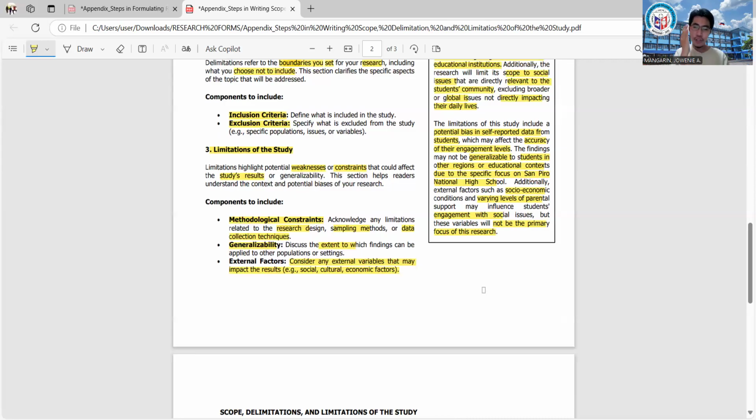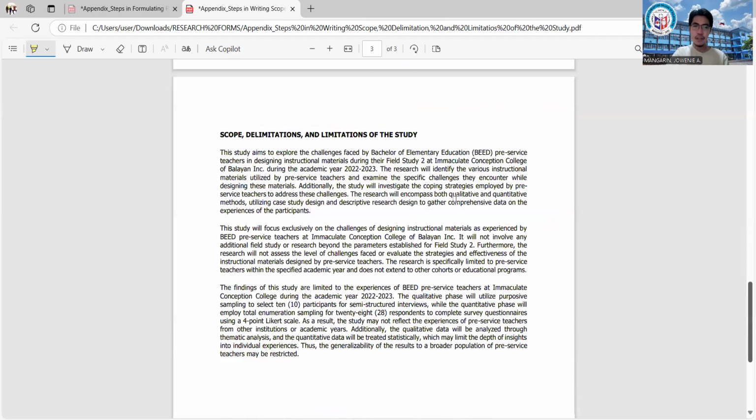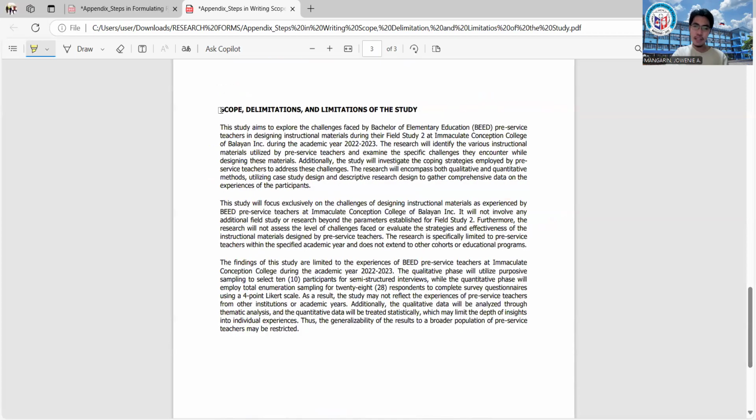Nga pala, you may also include on the limitation part of your paper, for example, meron kang output na gagawin at the end of the study. And then this output is not subject for implementation. For recommendation lang siya. Pwede mong sabihin on the limitation part that the output of the paper is not subject for implementation, but rather for recommendation purposes only. That's it. Diba?